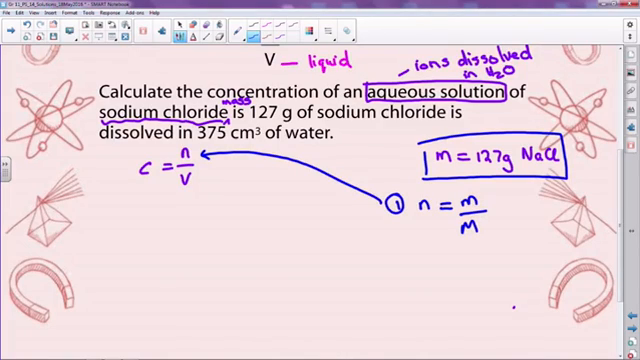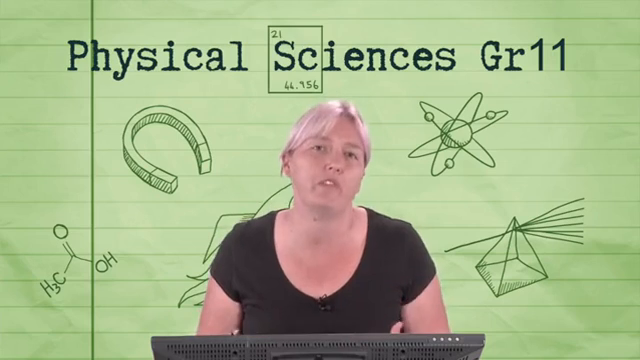The second thing I have to do is check my volume. The volume has been given to us as 375 cubic centimeters. Cubic centimeters is one way of describing volume, but for this particular calculation, remember I said to you, it's in cubic decimeters. So I will need to do a conversion. How do you do a conversion? Let me just do a quick recap. I know we're looking back now at grade 8 and grade 9 work, but these things are important because you do need to do them.